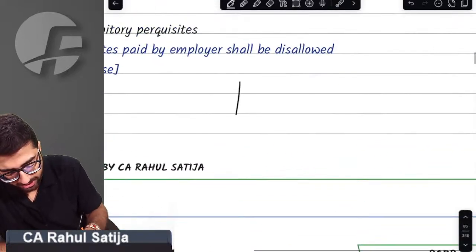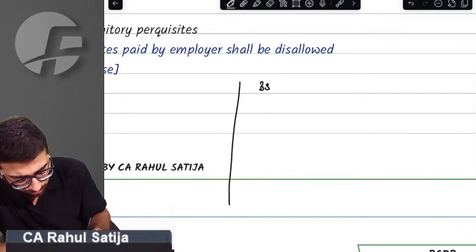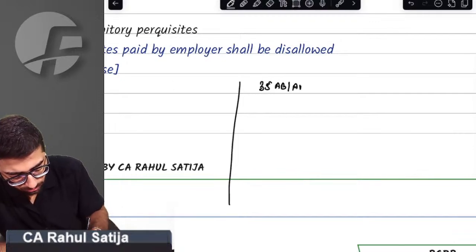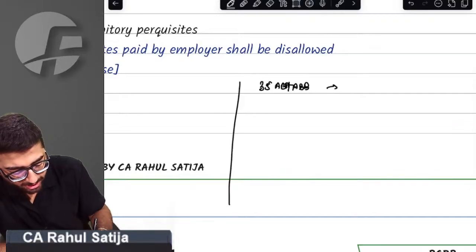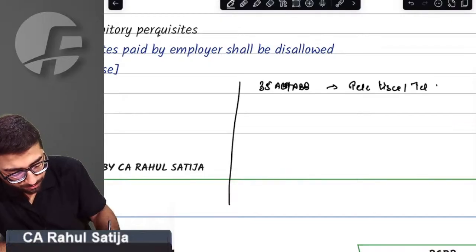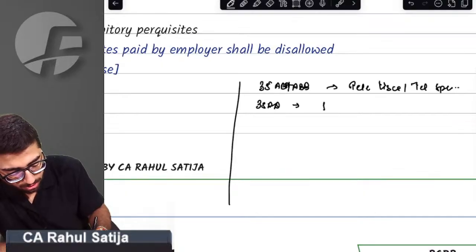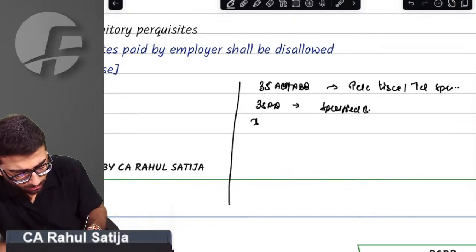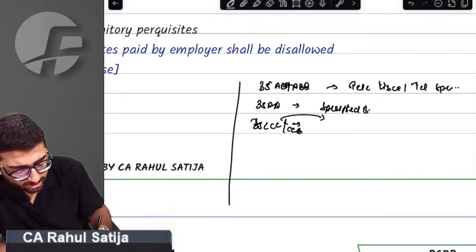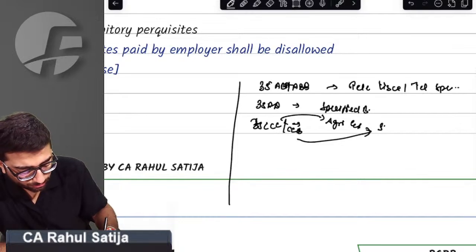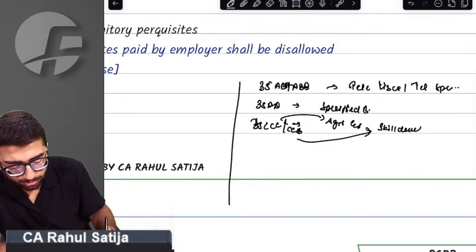After 35, we had section 35AB, 35ABA and 35ABB. It talked about telecom license, telecom spectrum. After that, we had 35AD, which talked about specified business. After 35AD, we had 35CCC and 35CCD. 35CCC talks about agriculture extension project. 35CCD talks about skill development project.